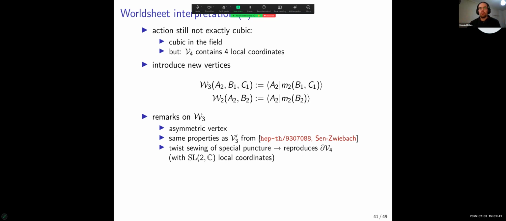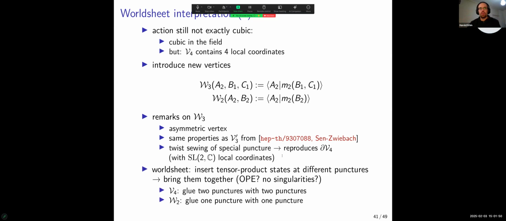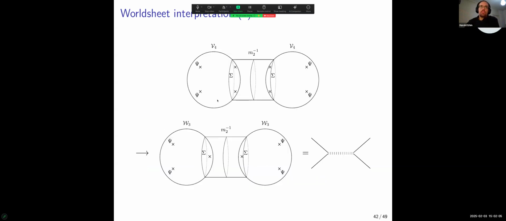So it's still an open question how you really do this, either in a constructive way, or if you just try to guess the correct propagator. Now for the worldsheet, we insert these tensor product states at different punctures. Now the question is, can we try to bring them together, for example, using OPE? Do we have singularities or whatever? And in terms of the worldsheet, we have some diagram like this.